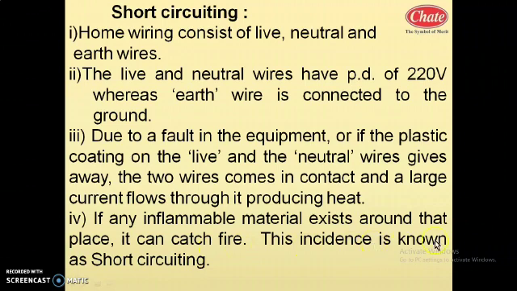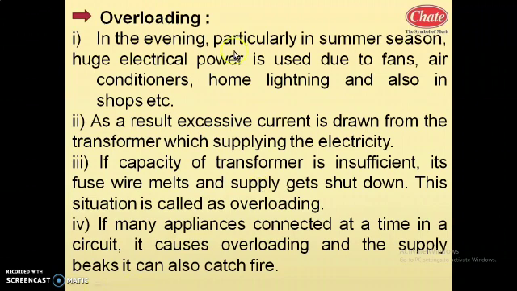This incident is known as short circuiting. So short circuiting is due to the heating effect of electric current. Now, what is overloading? Overloading means excessive current drawn through the circuit. When excessive current is drawn through the circuit, that is called overloading.